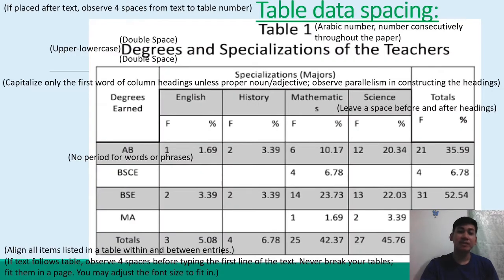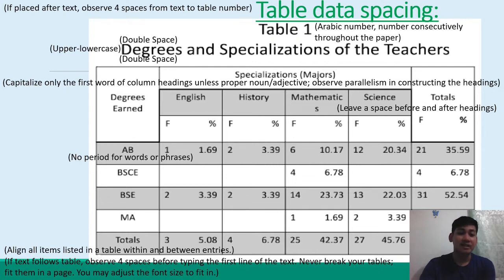So, table data spacing. So, the first, it plays after text. Observe 4 spaces from the text to table number. For example, after the paragraph or text, so magkakaroon ng 4 spaces bago yung table number. So, yung table number, Arabic number consecutively throughout the paper. Table 1, table 2, and so on and so forth. So, after table number, so magkakaroon ng double space, then the title. The title should be upper and lowercase. Then, double space bago dun sa table.